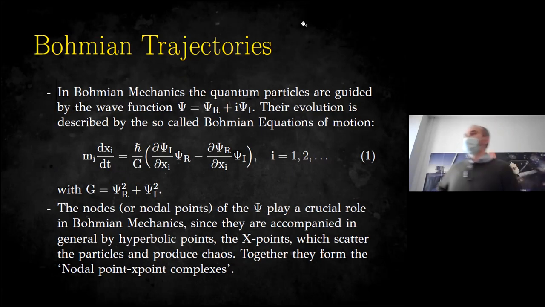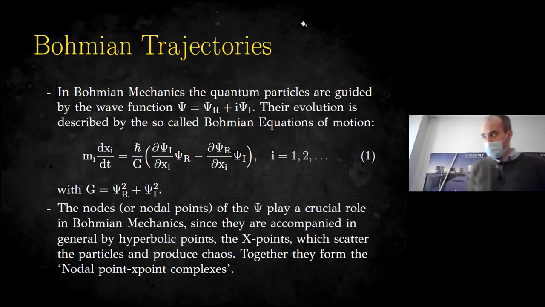And in our center, we have a long tradition studying the behavior of Bohmian trajectories very close, in the very close neighborhood of the nodal points. Professor Kondopoulos and Christos Efthymiopoulos have already shown in the past that nodal points are responsible for the generation of chaos in Bohmian trajectories. So as we say here, the nodes of the wave function psi play a crucial role in Bohmian mechanics, since they are always accompanied in general by hyperbolic unstable points, the so-called X points, which scatter the incoming trajectories. And the cumulative effect of many such scattering events is the production of chaos.